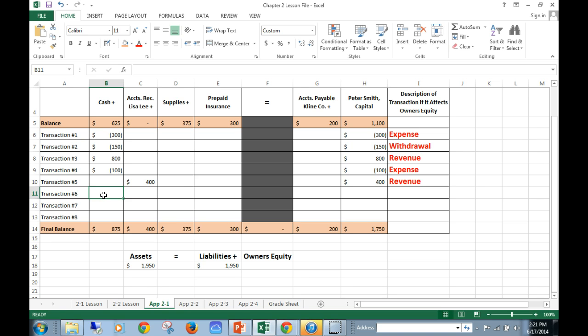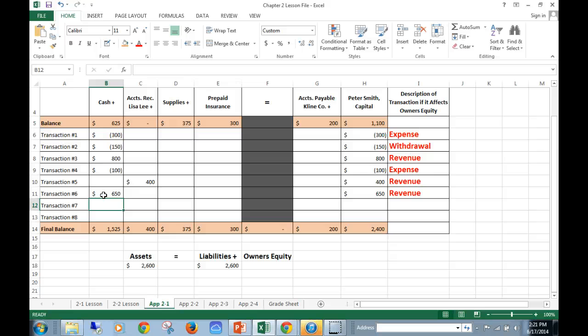Transaction 6, received cash from sales. We received cash plus $650. And again, this is revenue right in our pocket. Someone came in, took a lesson, paid us $650. We're going to put revenue here as well.